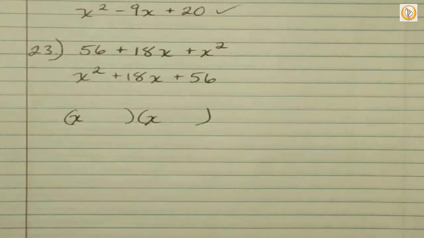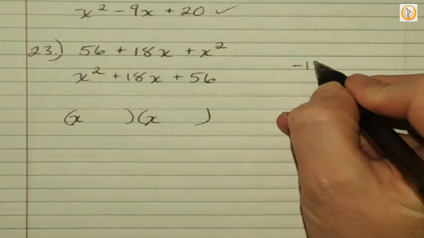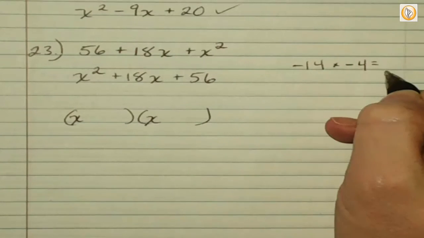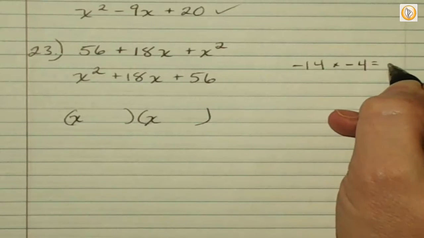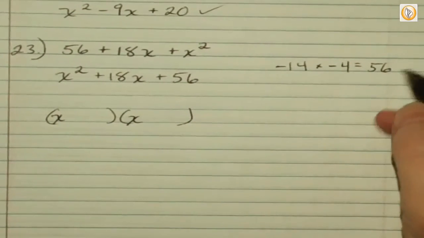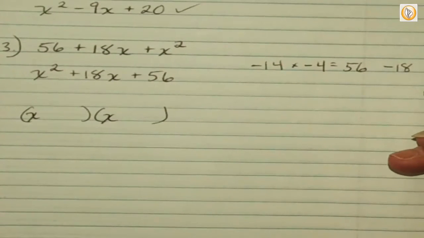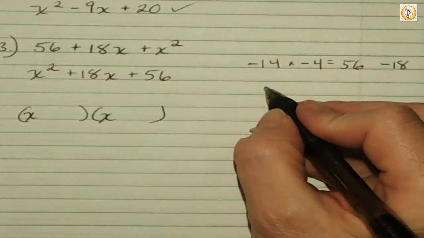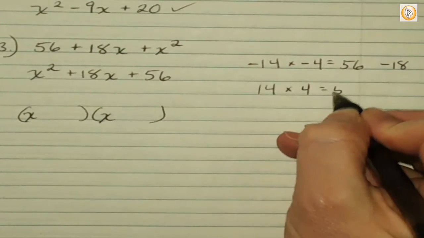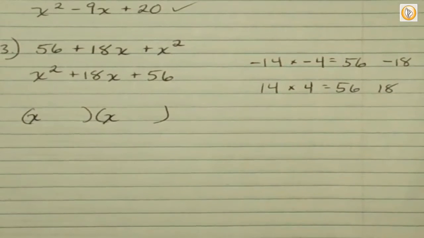Chat. Negative 14. So you think negative 14 times negative 4, well, which is it? Because that's going to give me a positive 56. But if we added it, it'd give us a negative 18. Oh, no. So what is it? Positive 14 times positive 4 would give us a positive 56. If we add it, it gives us a positive 18.